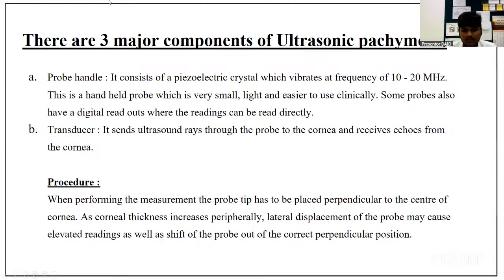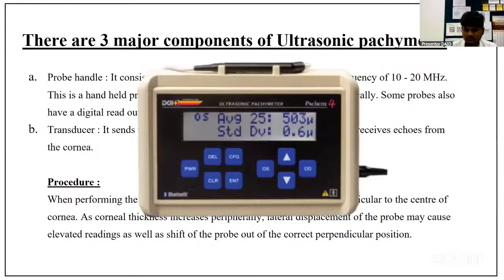Now the procedure: when performing the measurement, the probe tip is placed perpendicular to the center of the cornea. As corneal thickness increases toward the periphery, lateral displacement of the probe can elevate readings, as can a shift of the probe out of the correct perpendicular position. In this ultrasonic pachymetry, this is the average value, and this is the standard deviation.